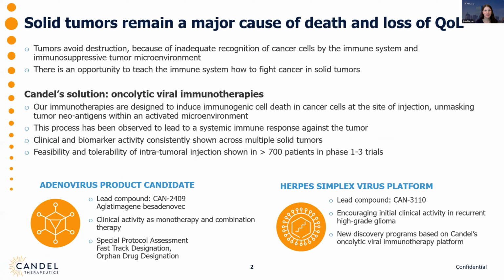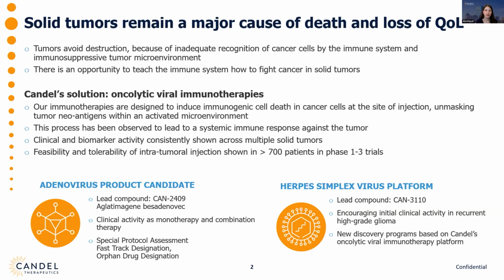Our therapies target solid tumors, which are still a major cause of death and loss of quality of life. So some background on the mechanism of our therapies. Tumors can avoid destruction by the immune system because they can evade recognition through creating an immunosuppressive tumor microenvironment. There's therefore an opportunity to teach the immune system how to fight cancer in solid tumors.